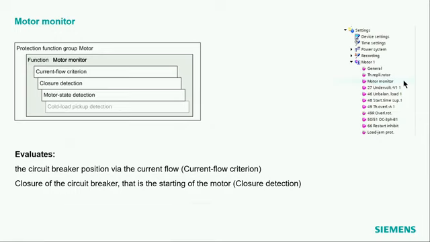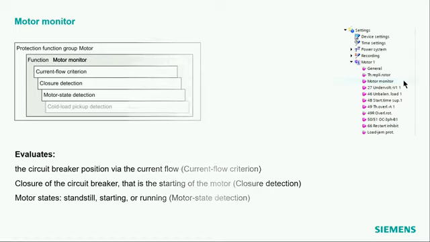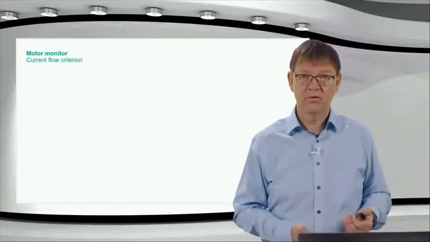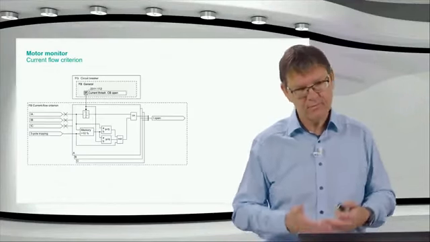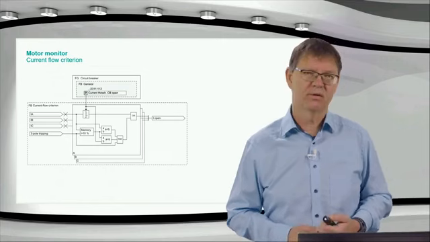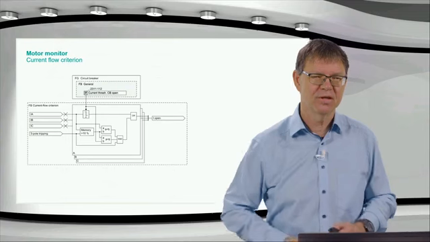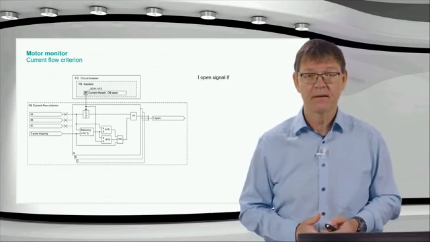This is when the motor is started at the beginning. And this motor monitor delivers me the motor state, so standstill, starting, or running. So we have here a motor state detection built in. Okay, let's first have a look at the current flow criterion. These diagrams are all from the manual, so you'll find them there as well. Here is an additional help to explain them.